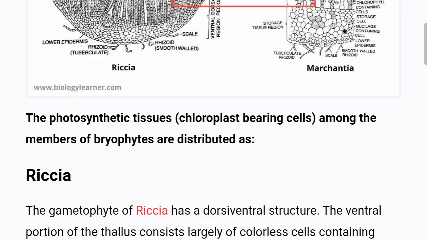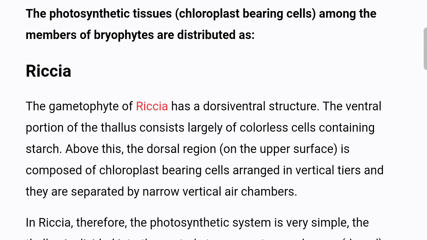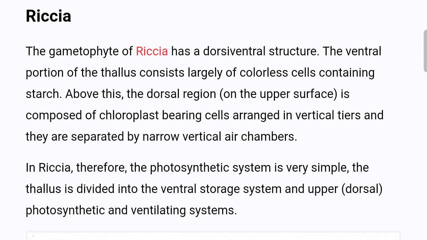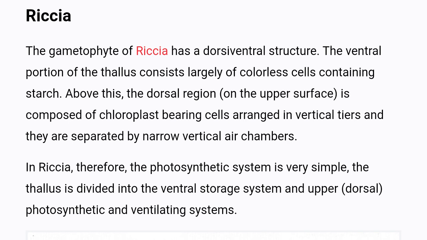The photosynthetic tissues, that is chloroplast-bearing cells, among the members of bryophytes are distributed as follows. Riccia: the gametophyte of Riccia has a dorsoventral structure. The ventral portion of the thallus consists largely of colorless cells containing starch. Above this, the dorsal region, that is the upper surface, is composed of chloroplast-bearing cells arranged in vertical tiers, and they are separated by narrow vertical air chambers.